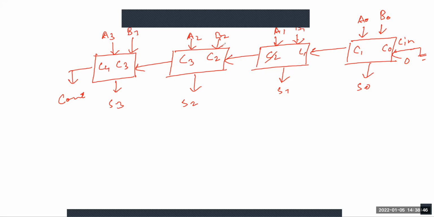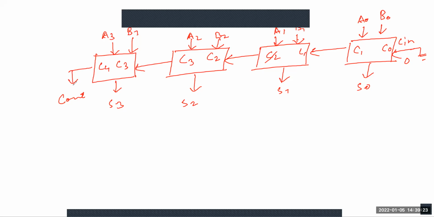In the third state here, A2, B2 and C2 are added, resulting in S2. And in the fourth state, you can see A3, B3 and C3 are added, resulting in S3 and C4, which is the output carry. The circuit results in a sum, that is S0, S1, S2 and S3, and the carry output, that is C out.